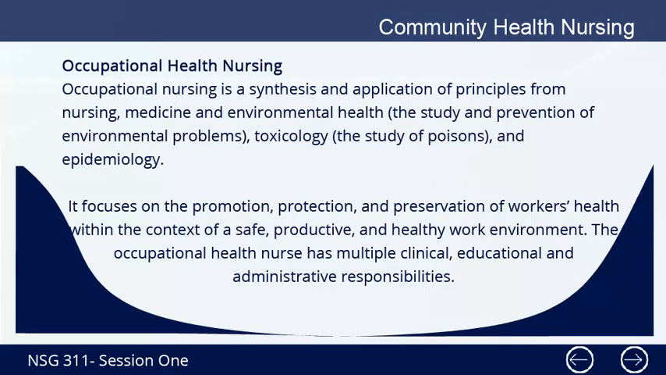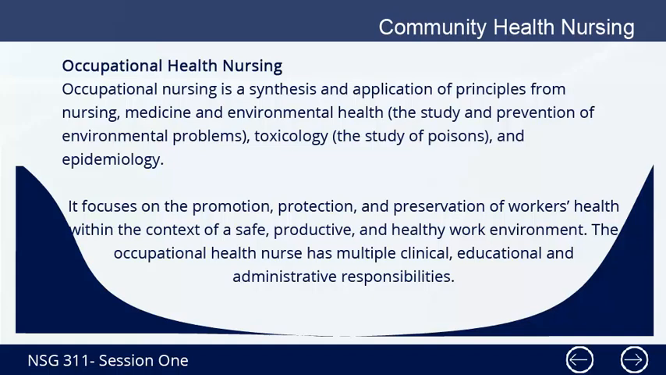Occupational health nursing. Occupational nursing is a synthesis and application of principles from nursing, medicine, and environmental health, the study and prevention of environmental problems, toxicology, the study of poisons, and epidemiology. It focuses on the promotion, protection, and preservation of workers' health within the context of a safe, productive, and healthy work environment.